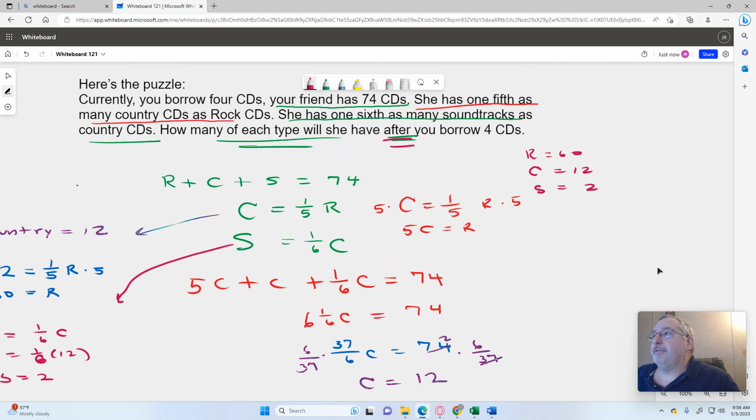So that means after, we're going to subtract 4 from this one, so she'll have 56 rock, 12 country, and 2 soundtracks. I wrote S, thinking 2. So that's how this is done.